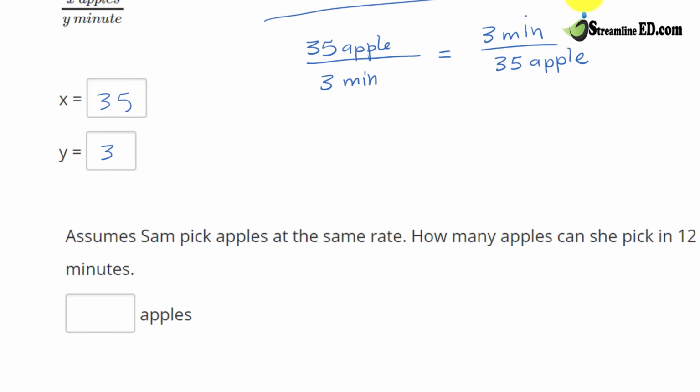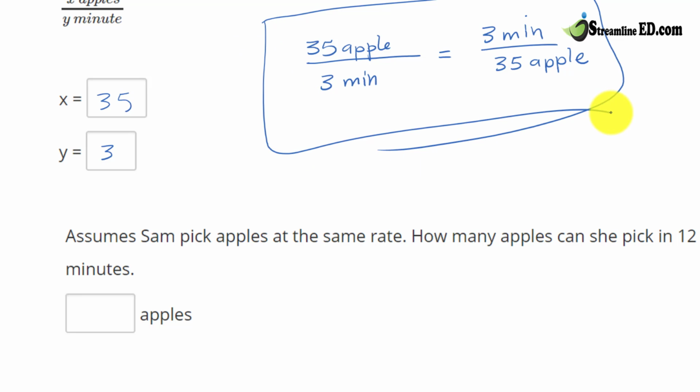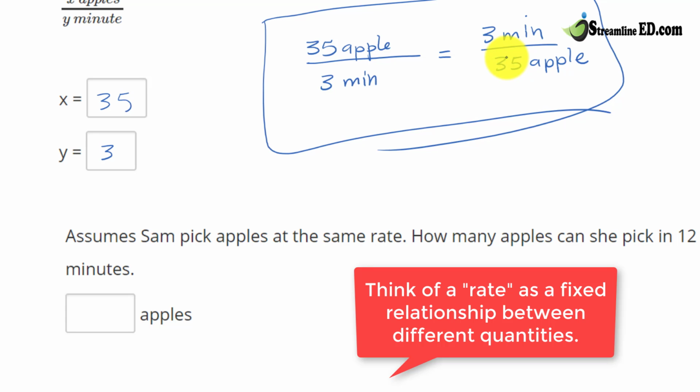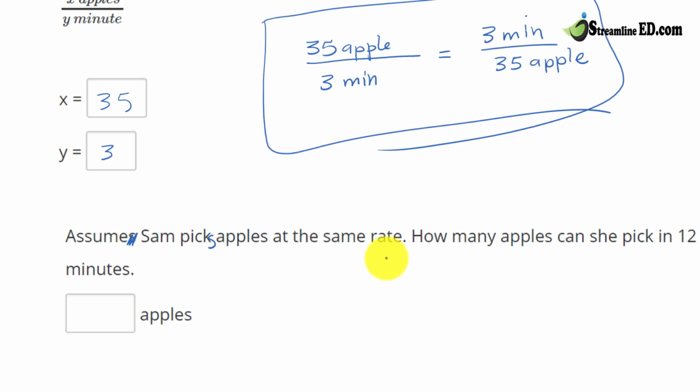This is probably the most important part about ratio or rate. Understanding how a rate can be expressed as a fraction allows us to solve problems that deal with rates. For example, assume Sam picks apples at the same rate. How many apples can he pick in 12 minutes? So this is very important. Here we have a condition where it's 12 minutes.